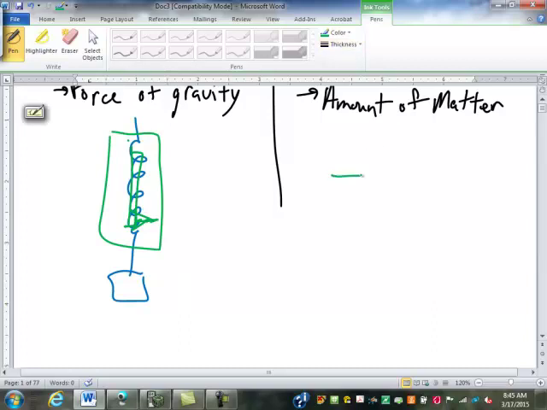Mass is measured using a balance, where you put the object you're trying to measure on one side, and on the other side you put known masses. You add known masses, and maybe put some little ones on too to fill it up, until it balances. And then whatever mass is over here, this has to be the same mass.